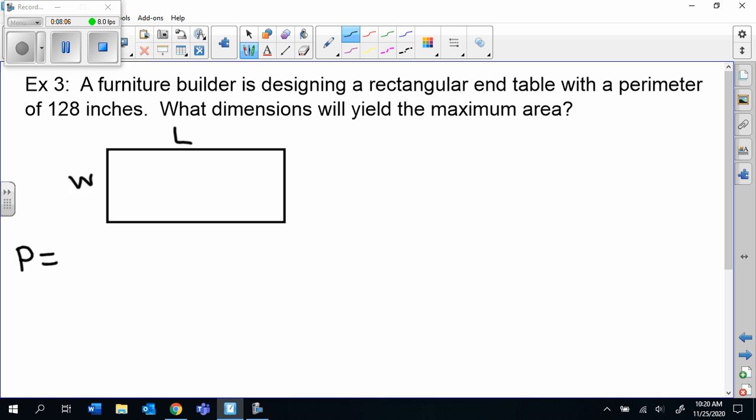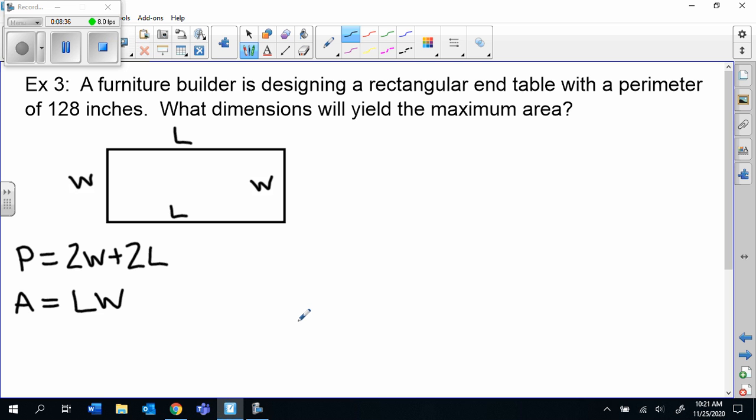The perimeter of a rectangle is 2. Remember, perimeter means the distance around the outside. So if we walk around the outside of this rectangle, we would have a W plus an L plus a W plus an L. So the formula here, 2W plus 2L is the perimeter, should make sense. And we also have to remember that area of a rectangle is length times width.